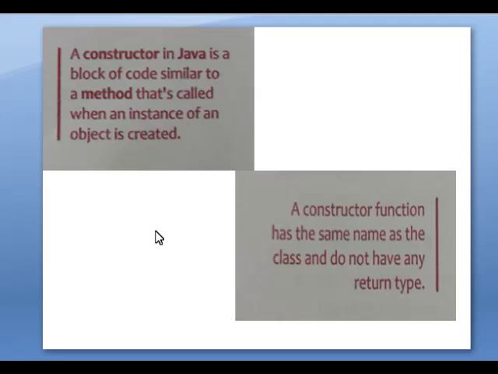Constructors are also a block of code. A constructor function has the same name as the class and does not have any return type. In functions, the class name and the function names are different. But in a constructor, we use the same class name as the function name. And there is no return type in constructors. Okay. Next.